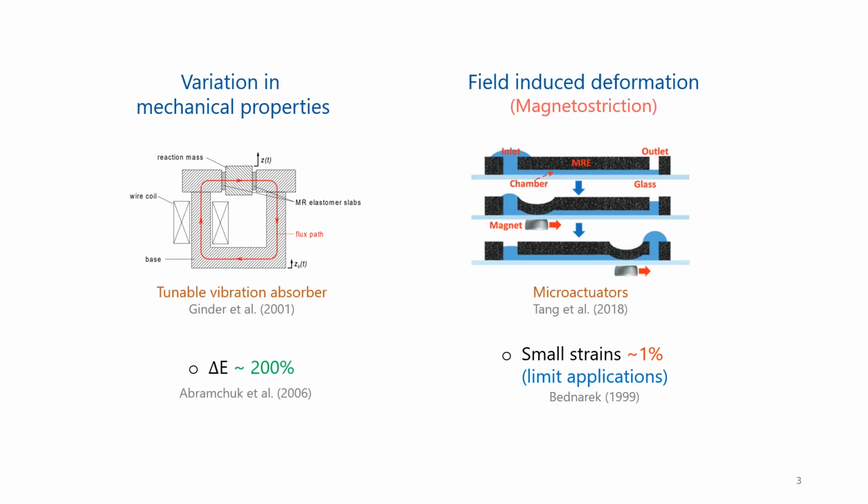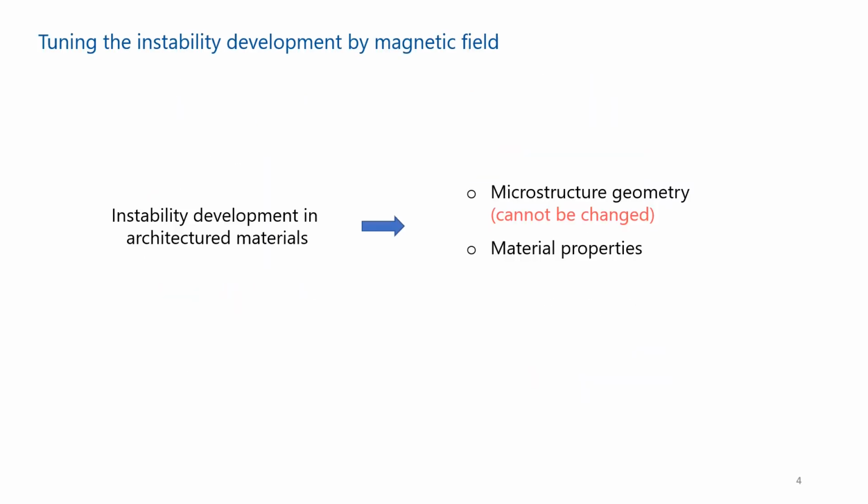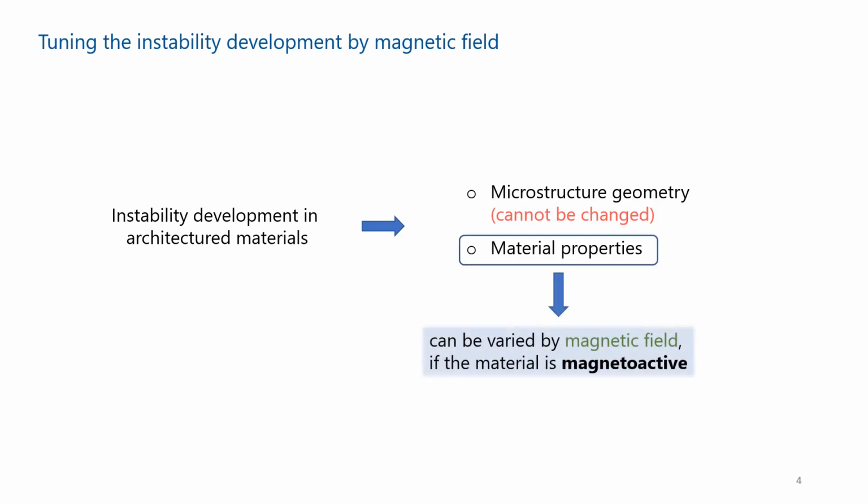We will show how we can harness this capability of MAEs in an unconventional way to increase its range of applications. Here we propose the use of MAEs to tune the instability development in architectured materials. The development of instability depends on two factors. The first is the microstructure geometry, and the second is material properties. Now, if the material is magnetoactive, we can tune its behavior by applying the magnetic field, thereby tuning its instability characteristics.